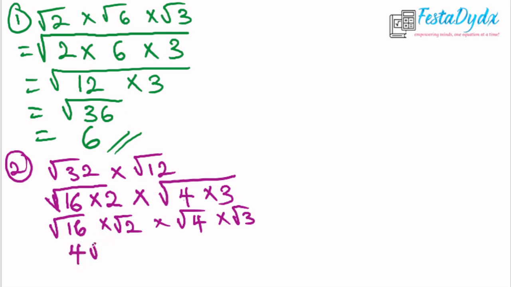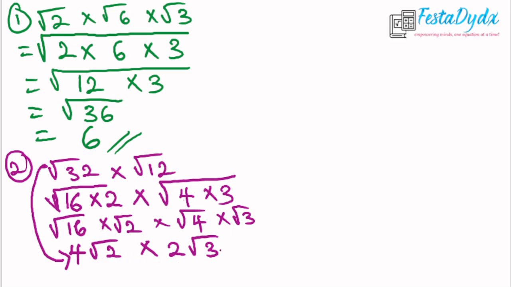Then times root 2. We'll bring it together. Times the square root of 4, which gives us 2, and then our root 3. We'll bring it together. So now we've been able to simplify this to this. So root 32 times root 12 in a simplified form is 4 root 2 times 2 root 3.